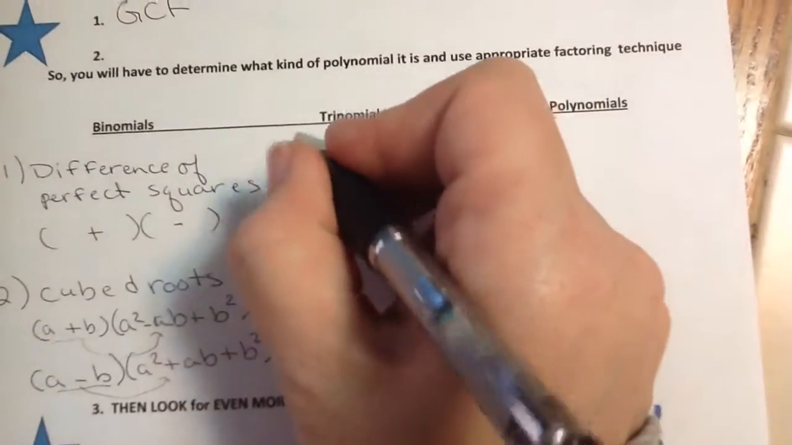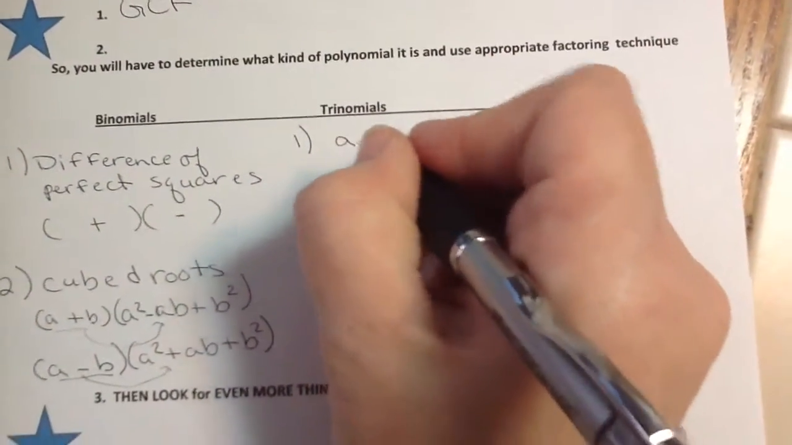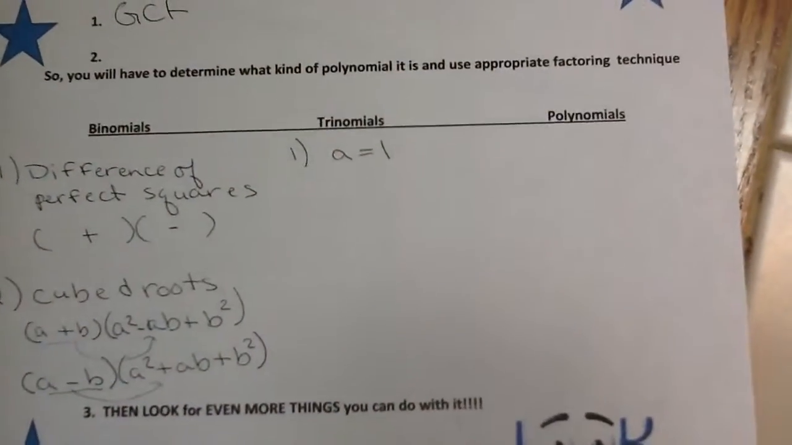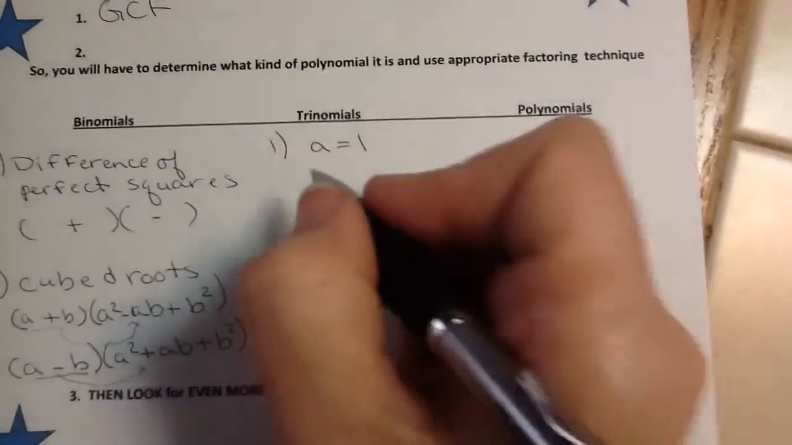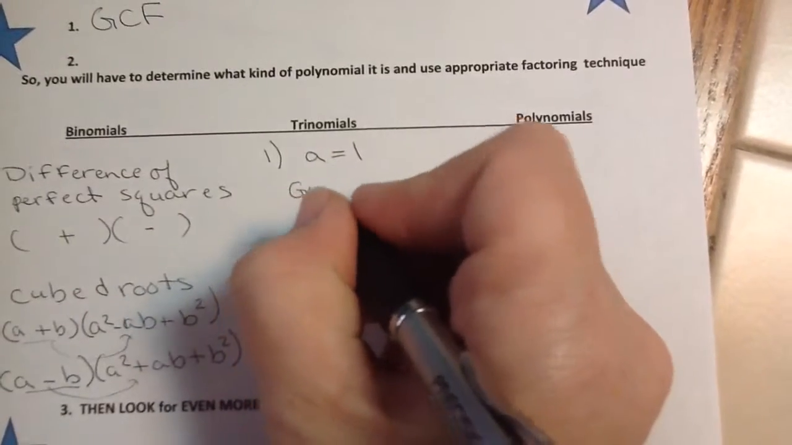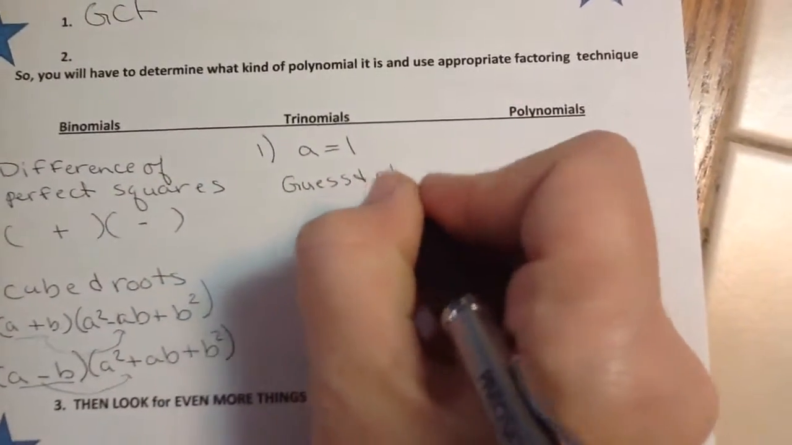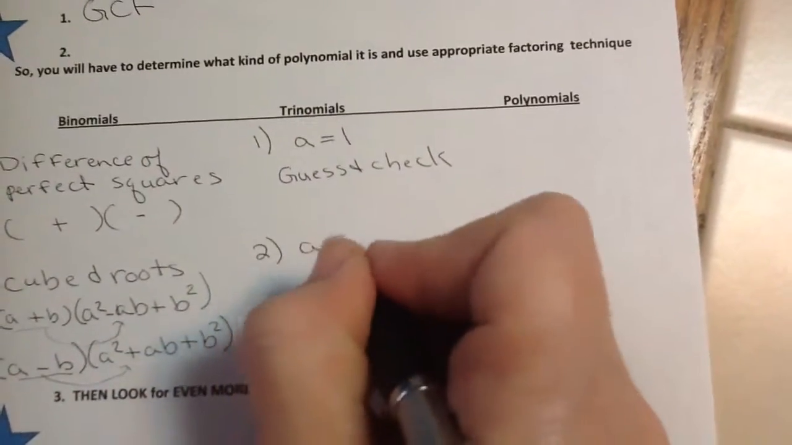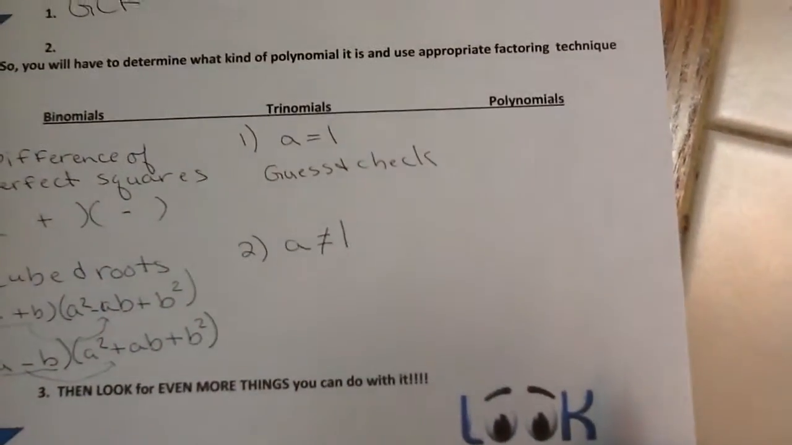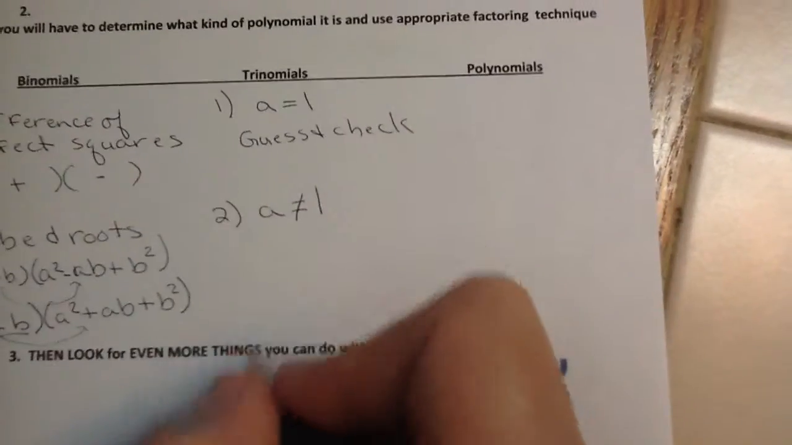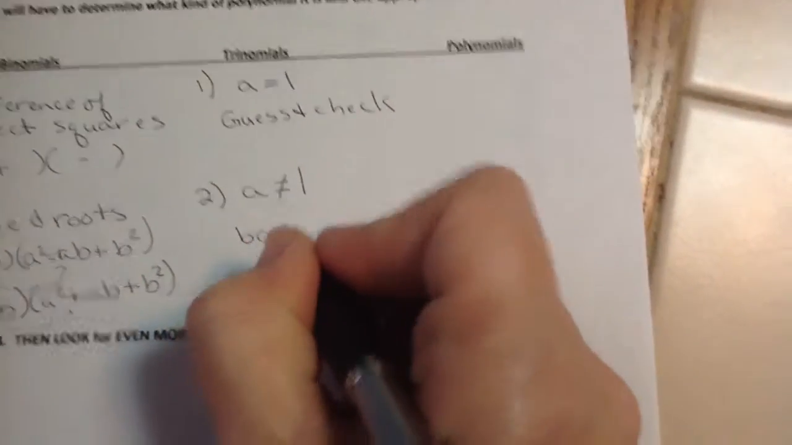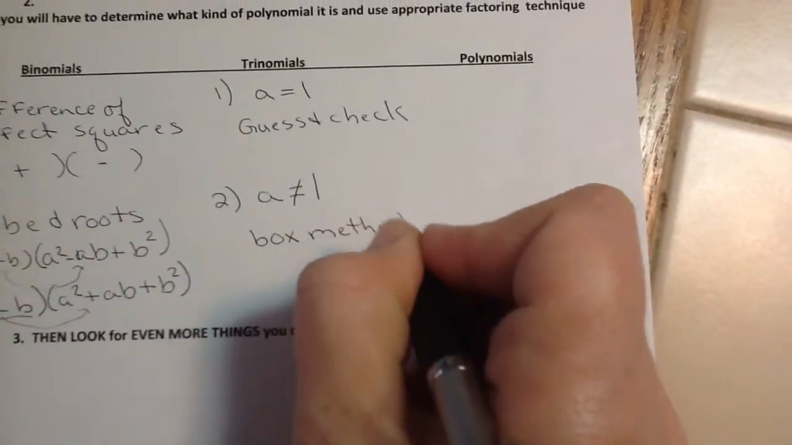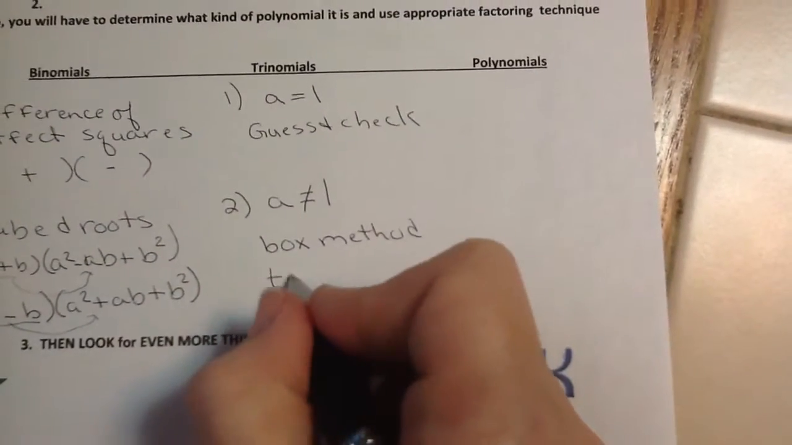We had two types. When A equals 1, that's that lead coefficient, here you do trial or error, or guess or check. The second way is when A, that lead coefficient, does not equal 1. For that we do the box method. And some of you are still trying trial and error.